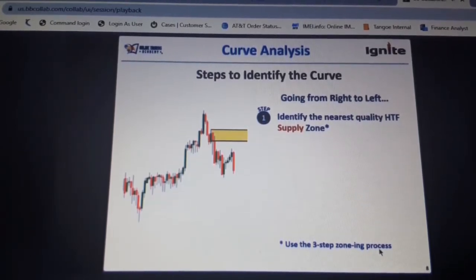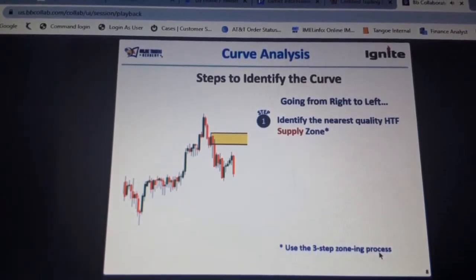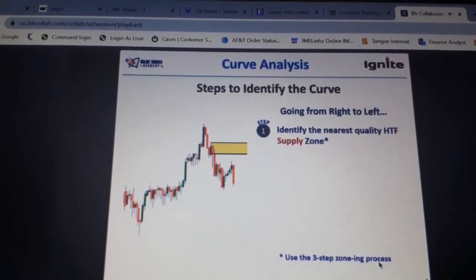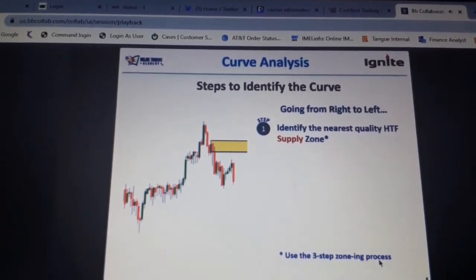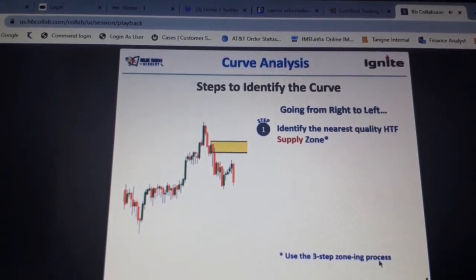Then using the base leg technique, you draw the proximal and distal lines and extend them forward. That is your three-step zoning process. It's neither strength, neither leg in, neither base, neither leg. This is the three-step process. With those three steps, you will get your leg in, base and leg out. You will get a zone.